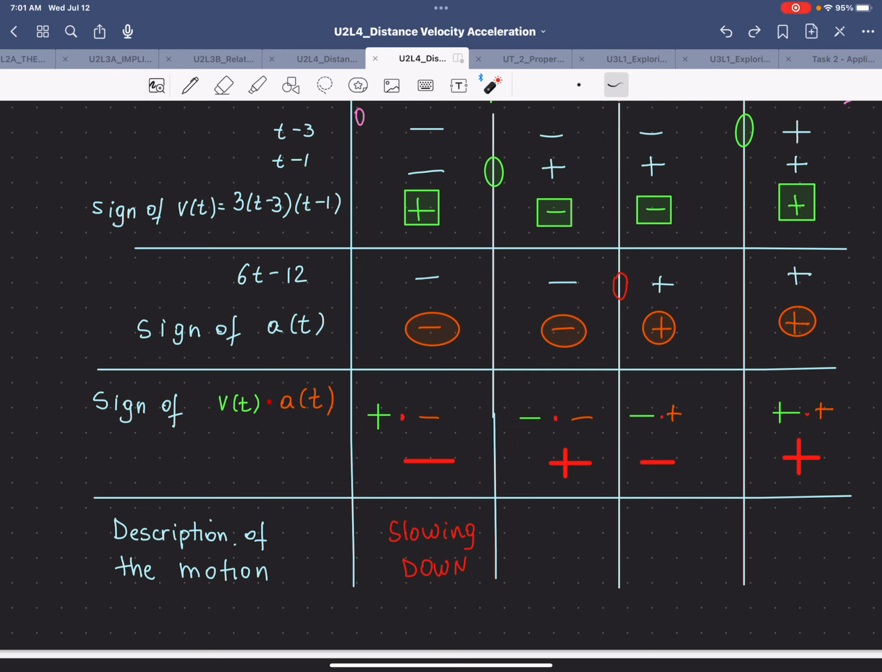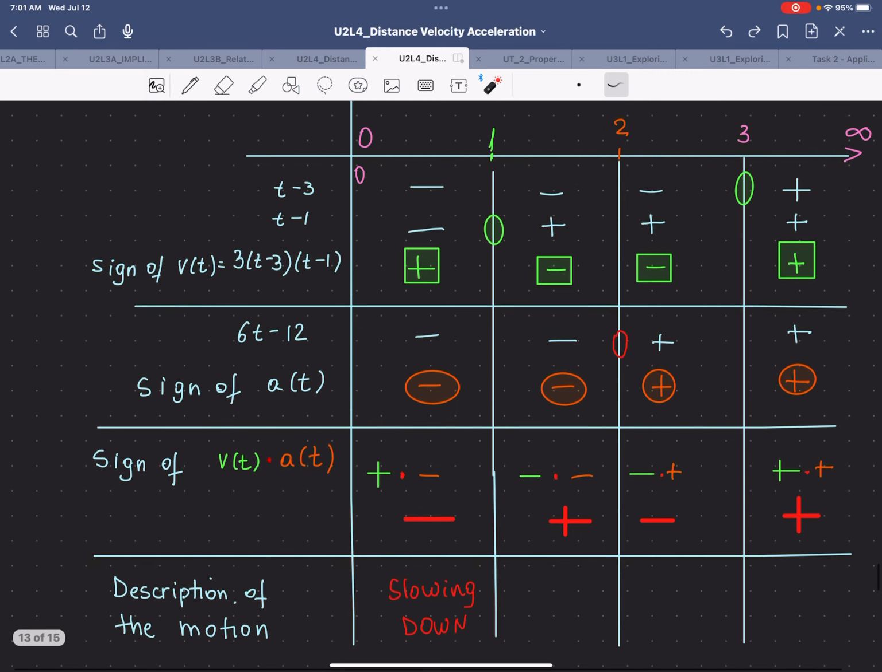So therefore, we're going to say that in the time interval from 0 to 1, the cougar is slowing down. So obviously the cougar is trying to be quiet, right? So that it won't be recognized by the prey. And between 1 and 2 seconds, that's positive. So that means that it is speeding up. So it's probably attacked the prey. And from plus to minus is slowing down. And from 3 to infinity is speeding up, is running away.